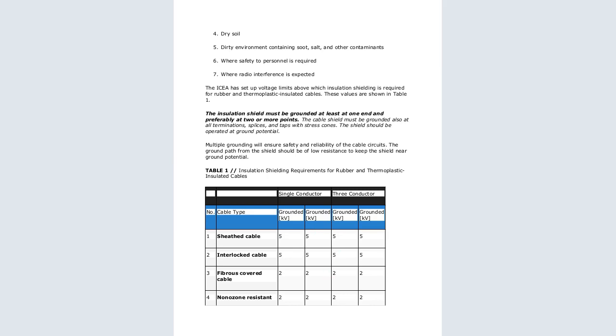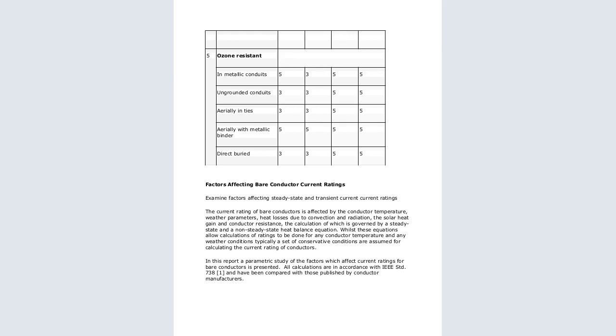So you can see now the grounding and the shielding that we are talking about, and the cable type, that is the sheathed cable. A single conductor normally is grounded at 5 kilovolts, and 5 kilovolts for 3 conductor. The interlock also has 5, 5, 5. The fabric covered cable is 2, 2, 2, and then ozone resistance also 2, 2, 2. Those are the ratings.